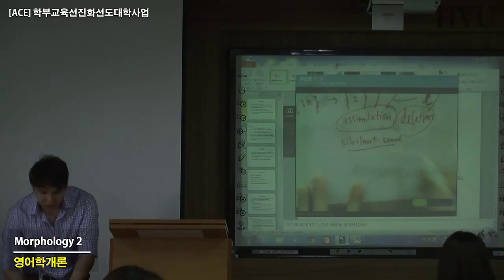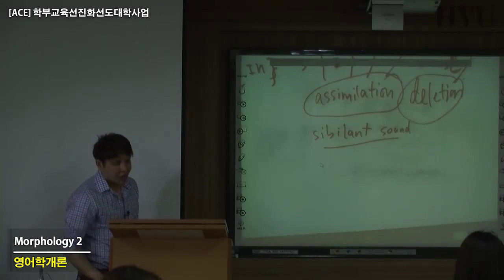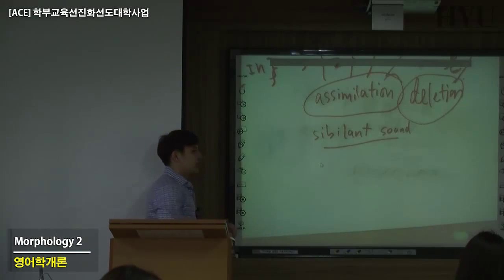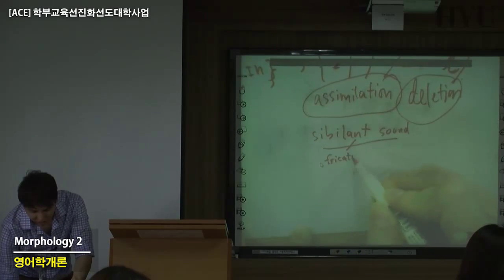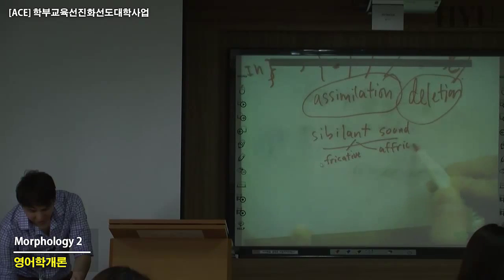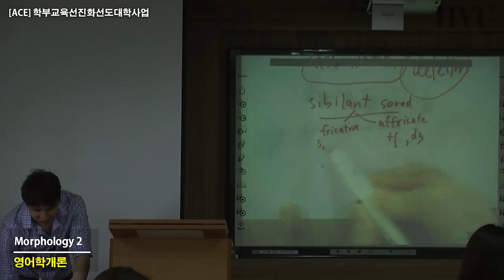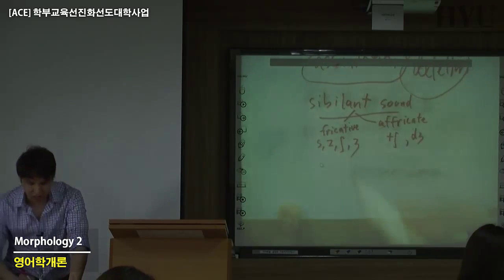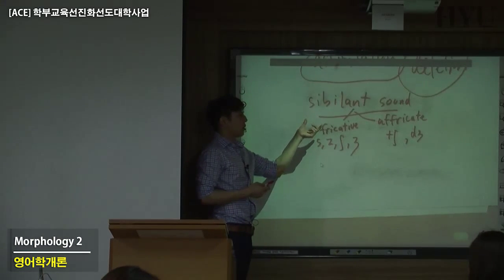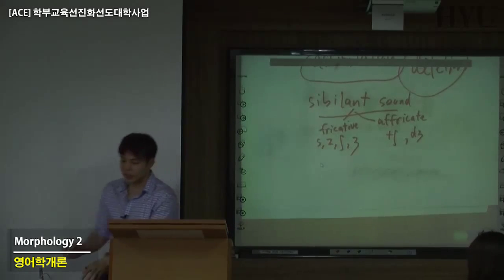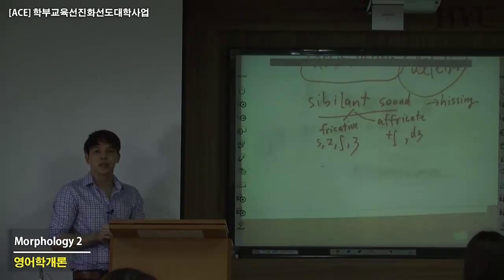Sibilant sounds are sounds that consist of some fricatives and some affricates. You know affricates are like this and this, right? And fricatives include S, Z, and then here and there. Okay. A sibilant sound is what people call a hissing sound. You know, when a snake hisses, right? Bam.